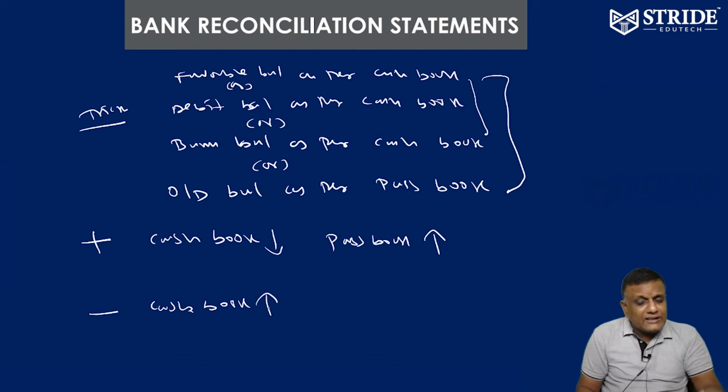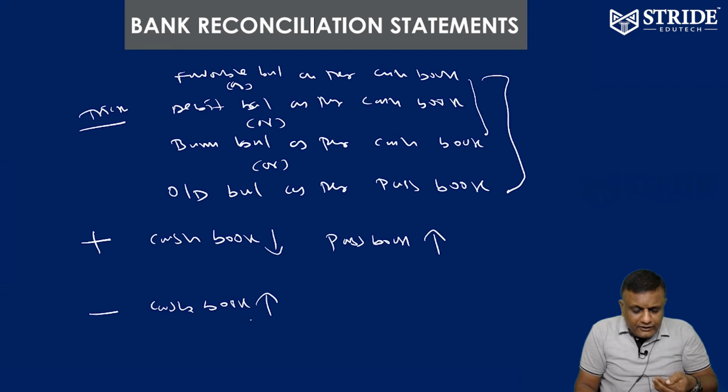Similarly, cash book higher items, when the cash book increases. How does the cash book increase? A check received but not deposited in the bank account. Once a check is received, automatically your cash book increases. But in your passbook, we have not deposited it so far. So what is an increased item? A check received and entered in the cash book, but so far not deposited. Automatically your cash book shows a higher balance.